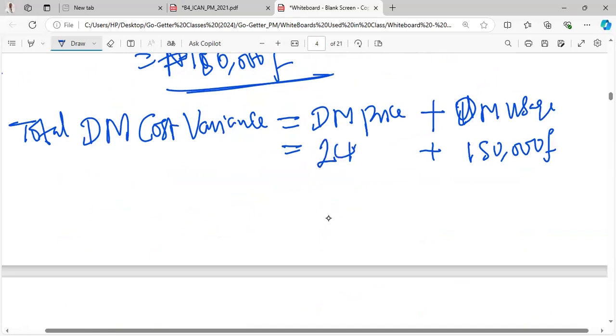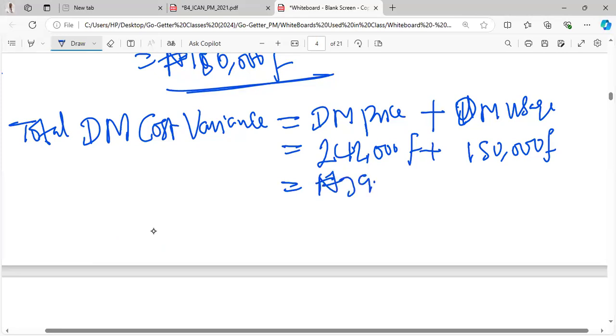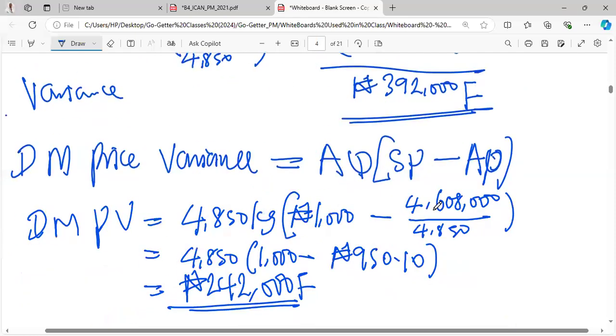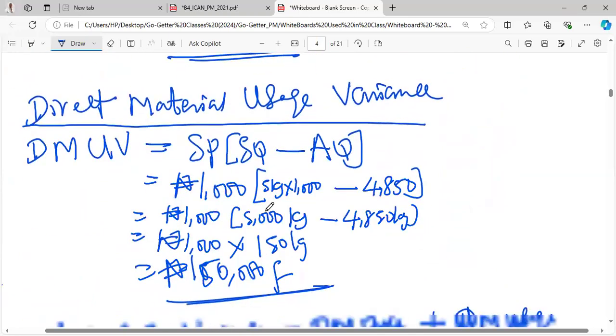We have 242,000 F. So if I were to add 150 to 242, 150 plus 242, it gives me the 392 that we had before. This is 392,000 F, which we had here at the beginning. So you see here that this 392,000 can be explained with direct material price and usage variance.